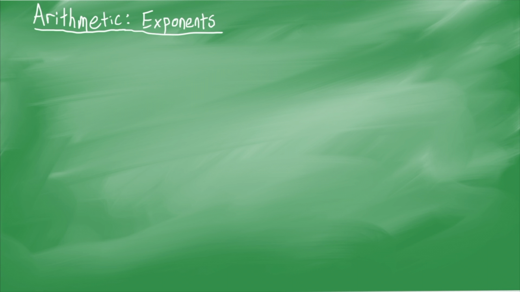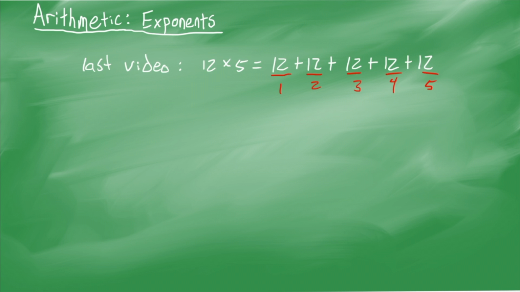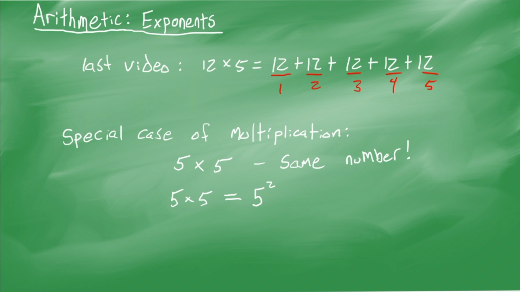Arithmetic Exponents. In the last video in the review, we showed that multiplication is basically adding by equal size groups, such that we get something like 12 eggs per carton with a total of 5 cartons. Multiplication gives us the expression 12 times 5, which can be written 12 plus 12 plus 12 plus 12 plus 12, 5 groups of 12. There is a special case of multiplication called an exponent or a power.